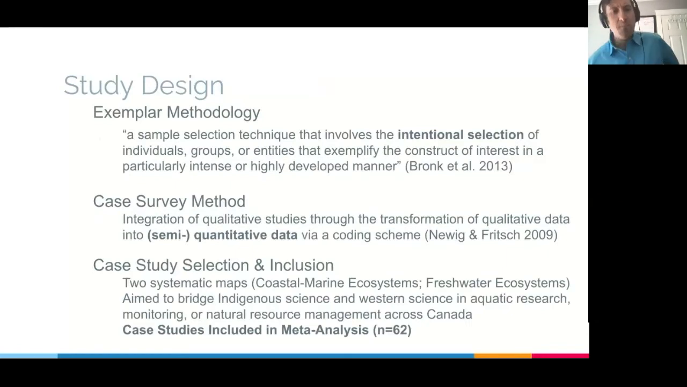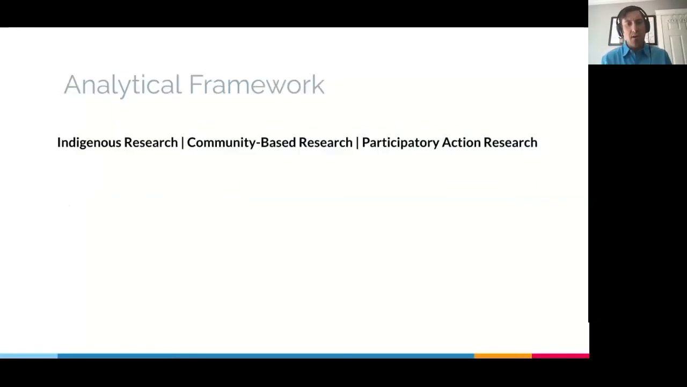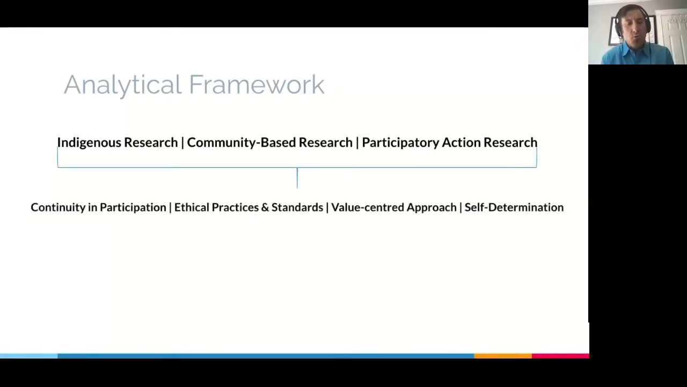Now, before I go on, the second piece to note from the case survey method is the use of a coding scheme. So how do we come up with that coding scheme that we use on those case studies? Well, we've developed an analytical framework, and for that we turn to three bodies of literature: one, Indigenous research practices, the second focused on community-based research, and the third on participatory action research. From those three, we get four central themes that emerge: continuity and participation, the importance of ethical practices and standards, taking a value-centered approach, and supporting self-determination.